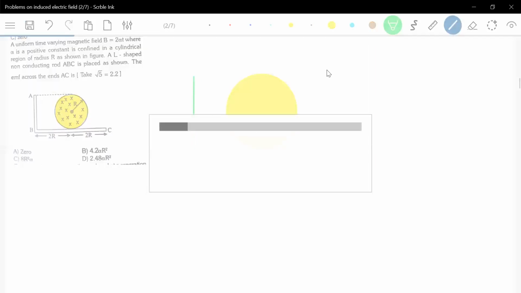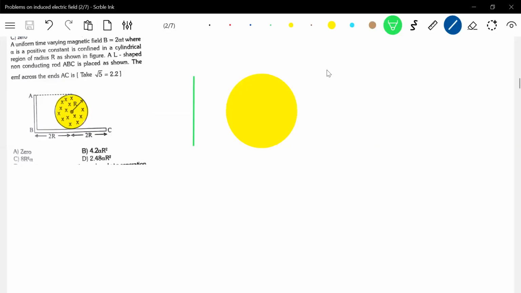Now, where is the rod? Somewhere lying outside, no? And the magnetic field is confined to these regions. I'll only show a few. Now, shall we bring another? Shall we just make a complete figure?